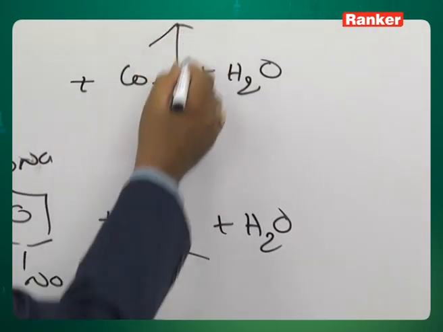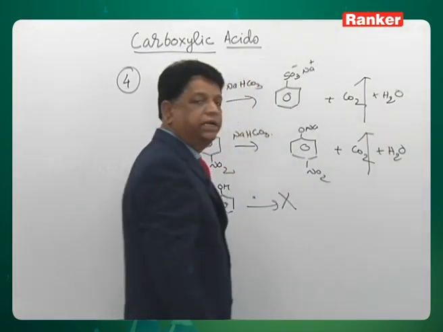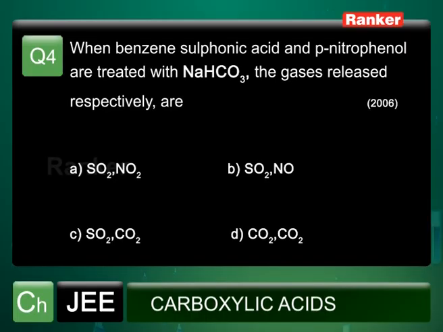So, therefore, what gas is liberated? Carbon dioxide and carbon dioxide. So, option A is sulfur dioxide, NO2. We have NO2 there, SO2 there, so we may go for that option, but it is wrong. NO2, SO2, NO is also wrong. The third option, SO2, CO2, is also wrong. The last answer is CO2 in both the cases, carbon dioxide. So, answer D is the right answer.